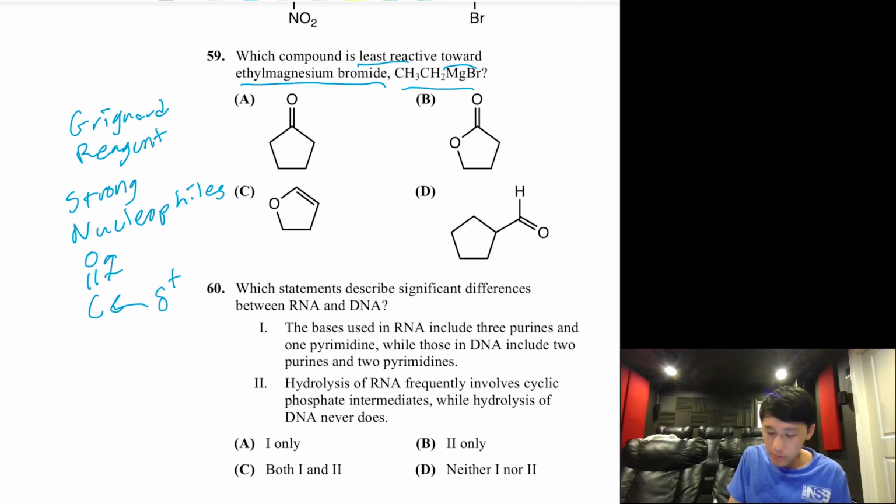So we already see that A has a carbonyl group, B has a carbonyl group, and D has a carbonyl group, and C does not. As such, we would expect C to be the least reactive with a Grignard reagent, and C is our correct answer.